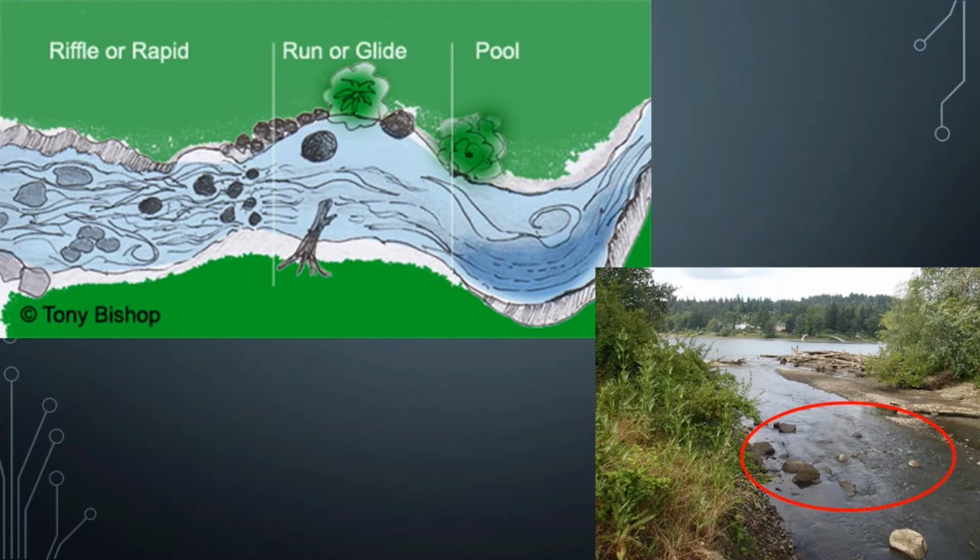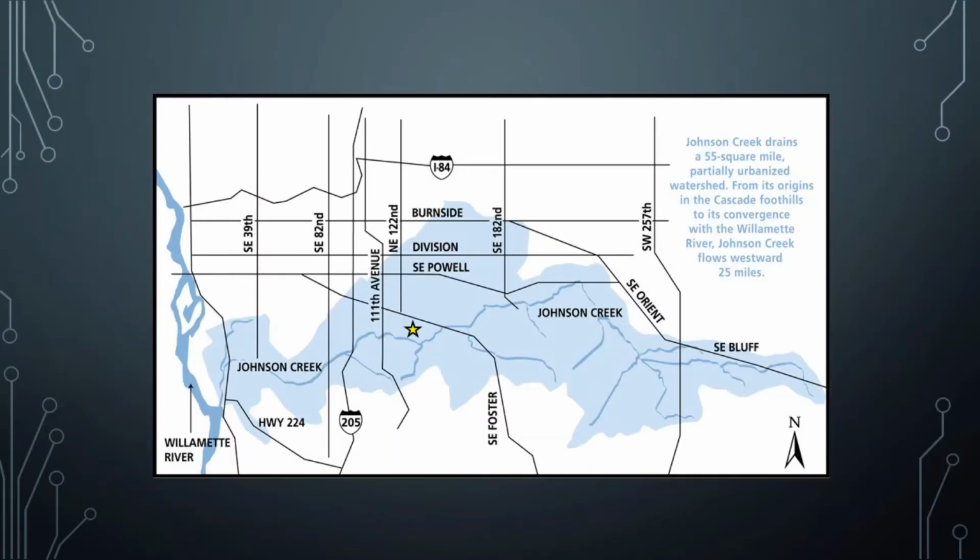Macroinvertebrates can be found any time of the year, but most appear during the summer months. Now I would take you to Leach Botanical Garden near Southeast 122nd and Southeast Foster, which is nestled on Johnson Creek, where we will be doing a macroinvertebrate survey demonstration.